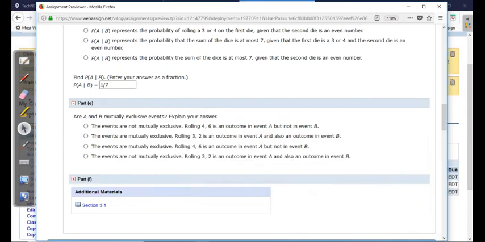Rolling a 4 or a 6 is an outcome in event A, but not in event B. No, the events are not mutually exclusive because rolling a 3 or a 2 is an outcome in event A and also an outcome in event B. That's our choice right there, right?